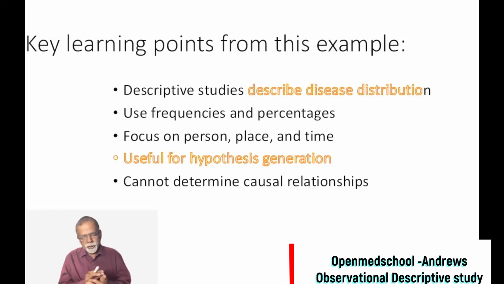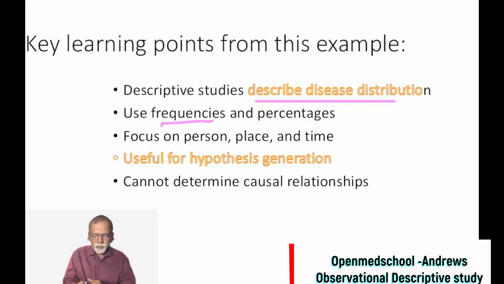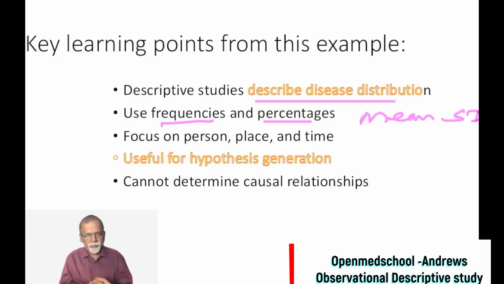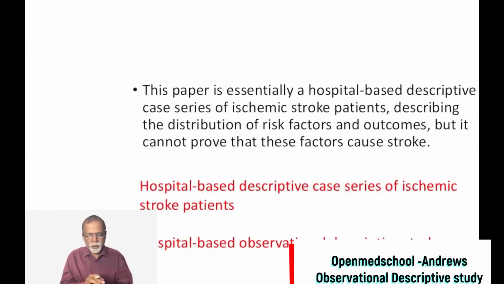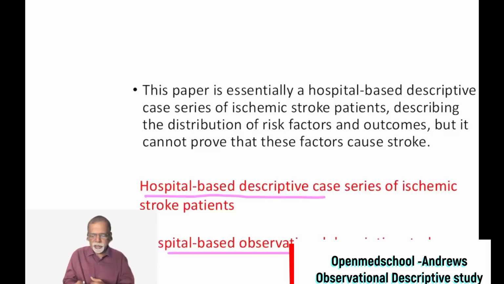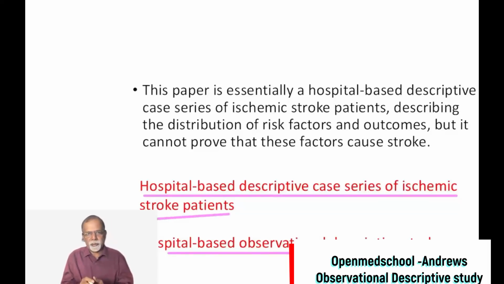So, key learning points from this example. Descriptive studies describe the disease distribution. They use frequencies, percentages, and the mean with standard deviation. That is how you describe. They focus on demographic features and are useful for hypothesis generation, but they cannot determine relationships. So this paper is essentially a hospital-based descriptive study. It's an observational descriptive study, or you can say a hospital-based descriptive case series of ischemic stroke patients.